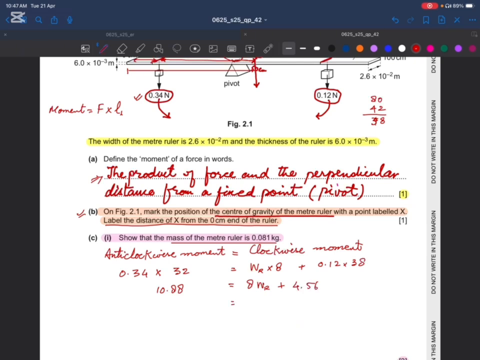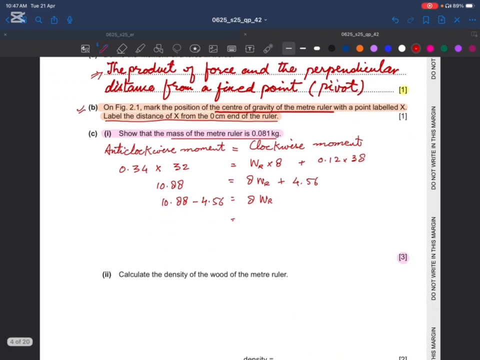When you subtract this value 4.56, and over here you have 8 into WR, so 10.88 minus 4.56 is 6.24. So 8 WR equals 6.24, and WR is simply 6.24 divided by 8. This is the value you are getting, 0.78.